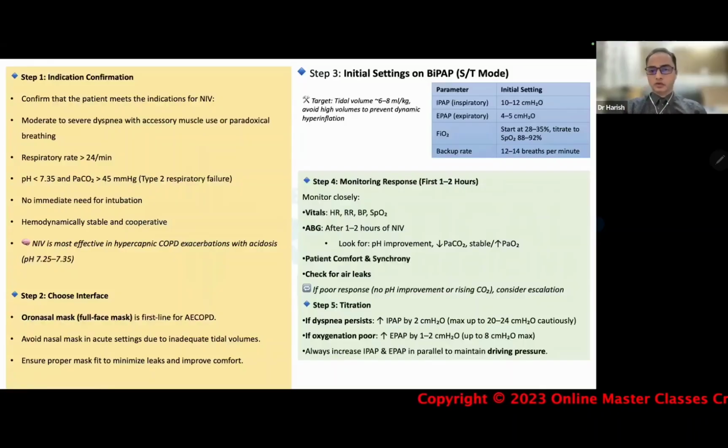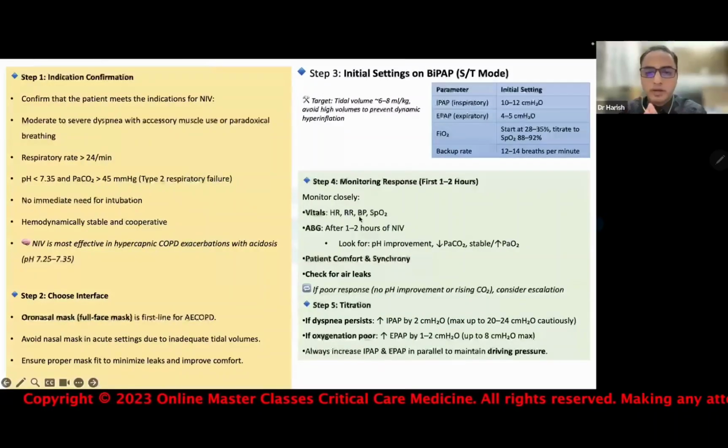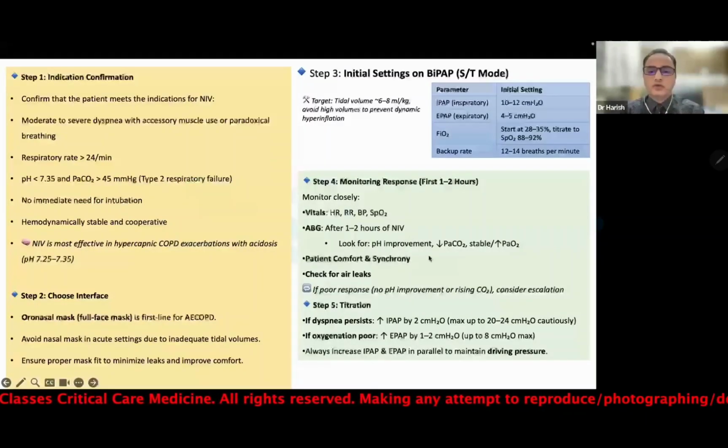Very, very important. In the first 1 to 2 hours, immediately monitor for the response. Monitor vitals like heart rate, respiratory rate, blood pressure, saturation. After 1 to 2 hours of NIV, look for pH improvement, and PCO2 should reduce.